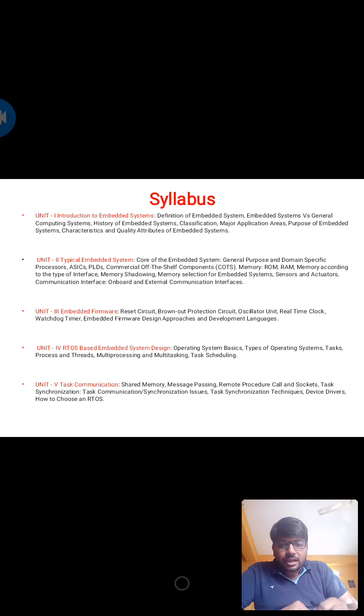Coming to the last unit, that deals with task communications. That is the sharing of memory, communication, and the data transferring from device to device and system to system. These come under unit number 5.